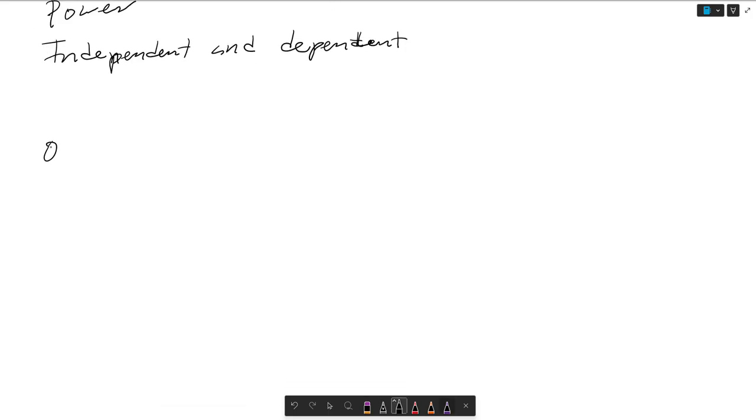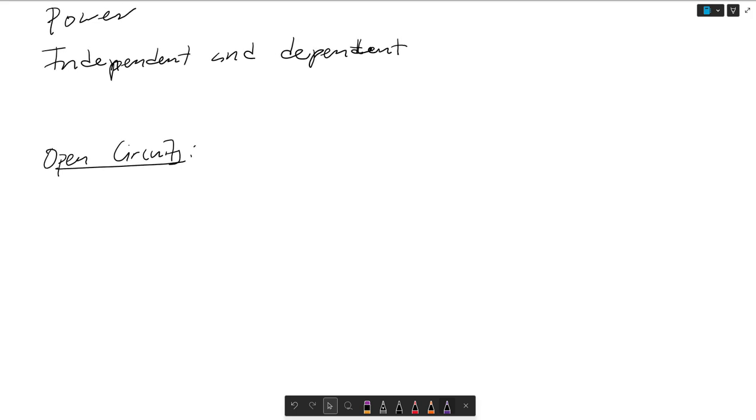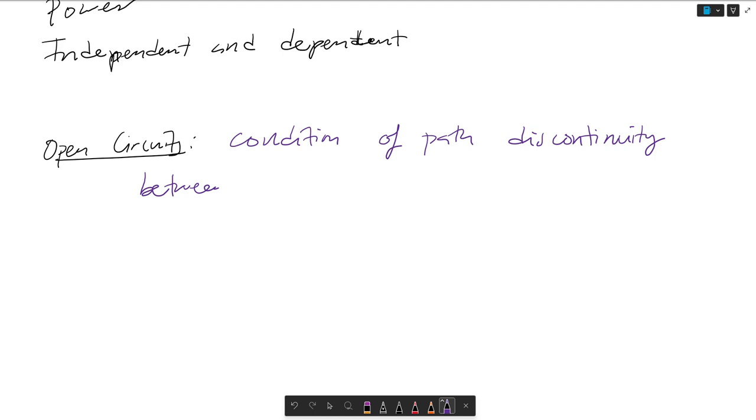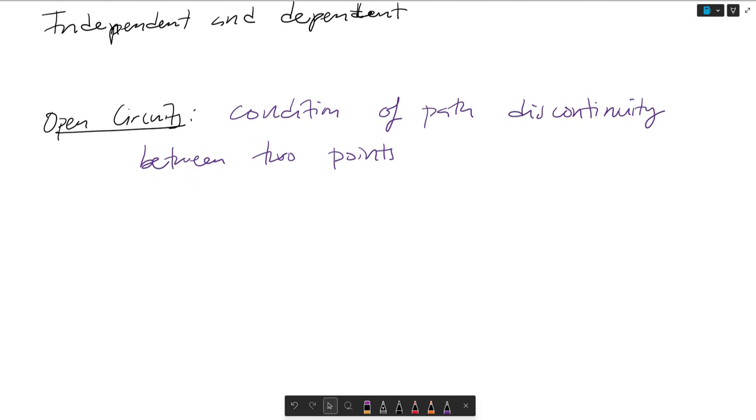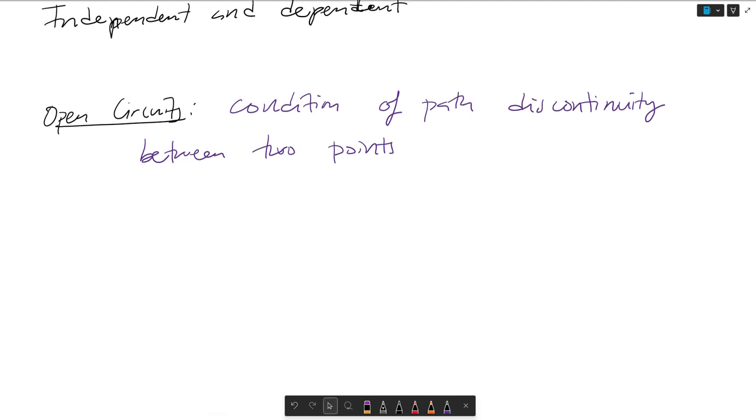To begin, we will talk about open circuits. An open circuit is a condition of path discontinuity between 2 points. So you can think about this in terms of the circuit. It's a line where there's a space on it.